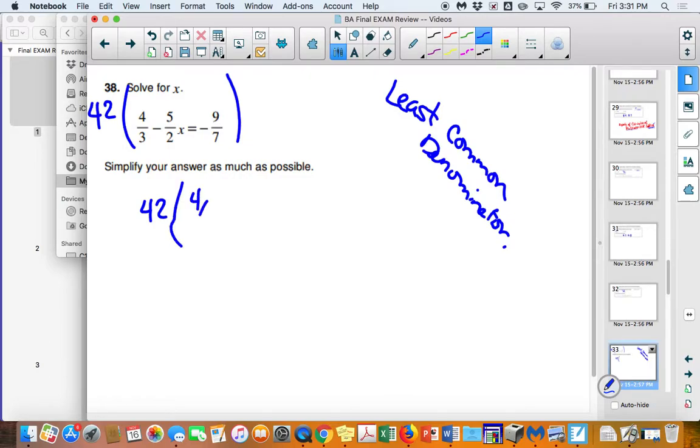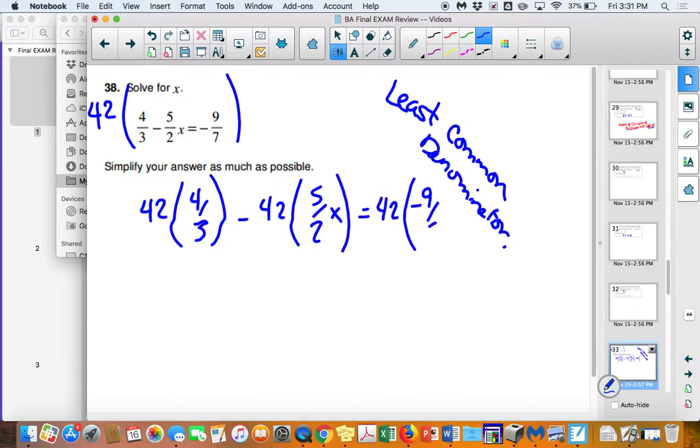So 42 times 4 thirds minus 42 times 5 half x equals 42 times negative 9 sevenths. Okay. Now, you can use your calculator here, so you do not have to do this in your head. Calculator will work just fine. Let's see here, 42 divided by 3 is 14. 14 times 4 is 56. So 42 cut in half is 21 times 5 is 105. Don't forget your x, rather important. 7 goes into 42 6 times, and 6 times 9 is 54, but don't forget your negative.